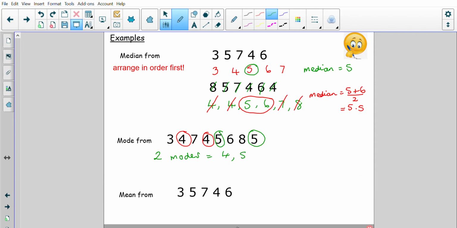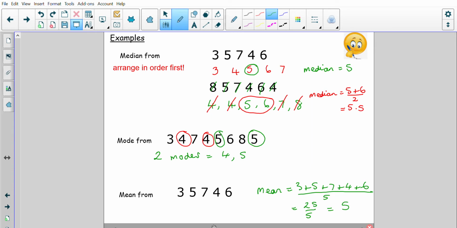Finally, let's try the mean of this data set here. So to find the mean, remember I need to add the values up. So 3 plus 5 plus 7 plus 4 plus 6, all divided by 5. So that gives me 8, 15, 19, 25. So this is the same as the example on the previous slide actually. So I get 25 divided by 5 and my mean is equal to 5. So that's how we find the mean, median and mode. And on the previous slide we had to look at the range, which was the highest, take away the lowest.